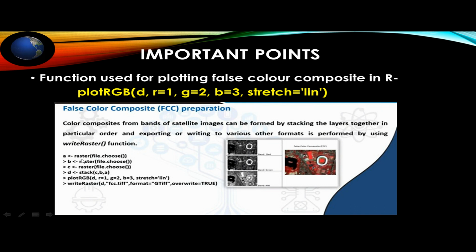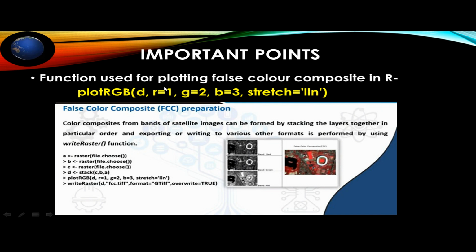It means 432, means the band is like this only. So you will be getting plot of RGB, means the color composite of D, which is the stack image, will be having red 1, green 2, blue 3. So this is the color composite. It will come like this.